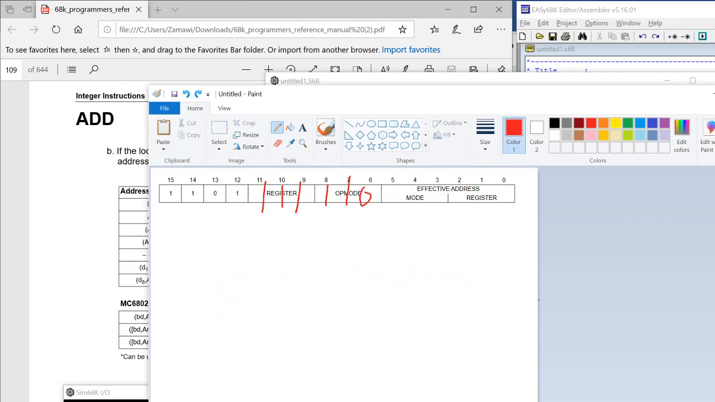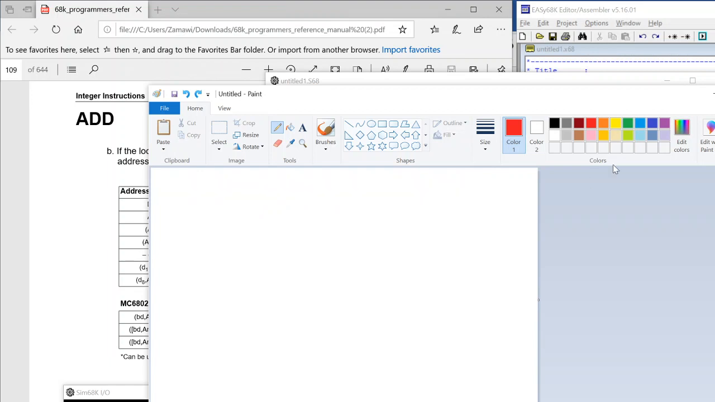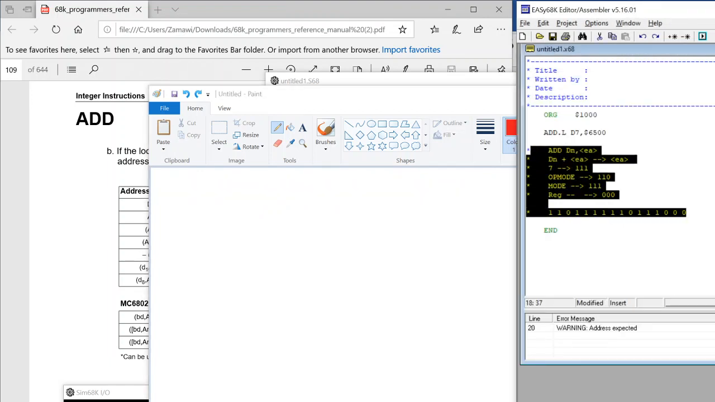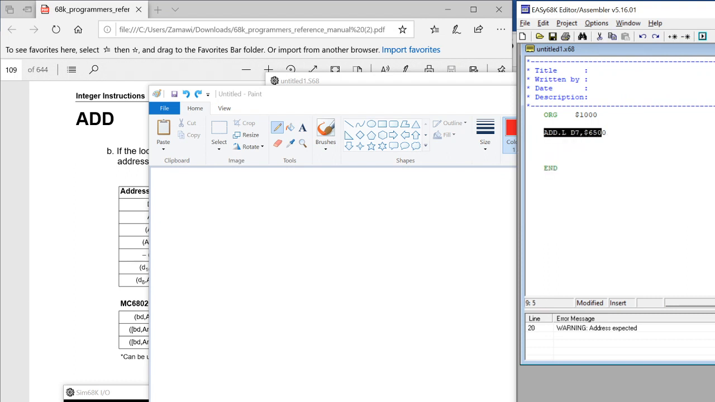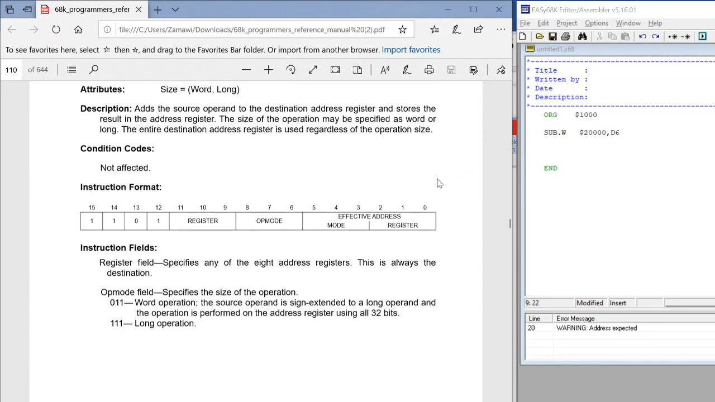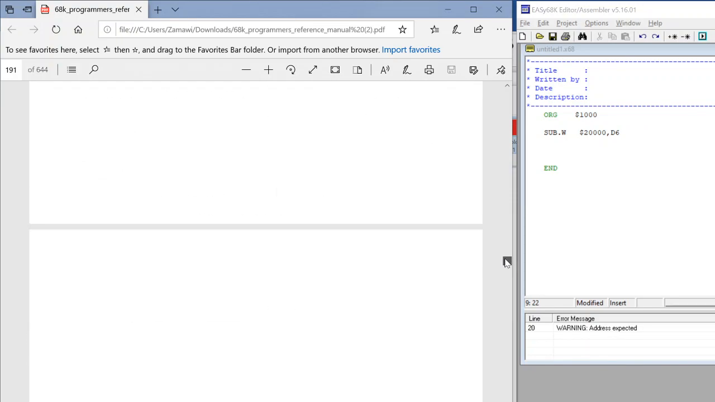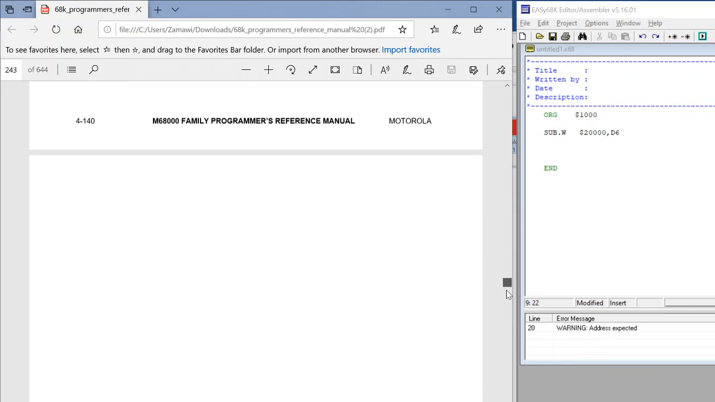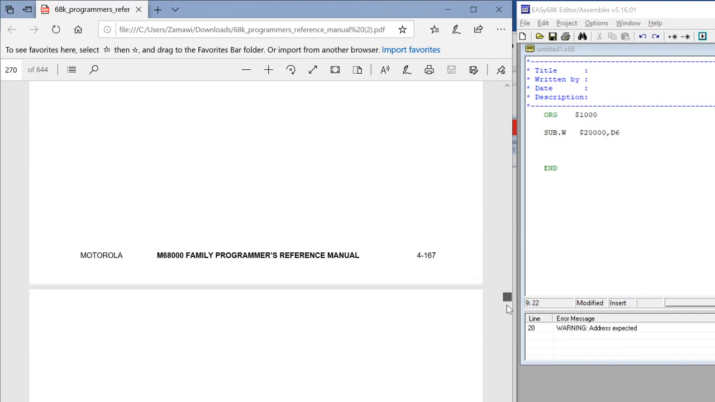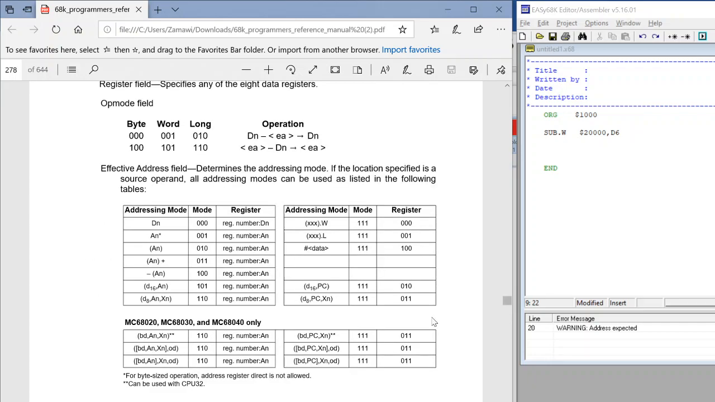Let's try another example, the last one, for the subtraction. Let's try subtraction over here. Sub dot W, let's try 20,000 to D7, D6. Okay, again, you have to go to the sub function over here. Find the sub function. Okay, that's the sub one.